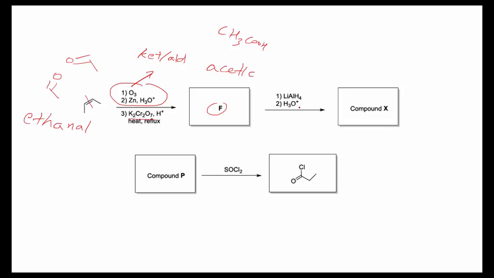Now next step is a very strong reducing agent, lithium aluminum hydride. It is able to reduce the carboxylic acid back to its alcohol. So the 2-carbon alcohol will be known as ethanol, which is X. And then later on you see X appears again on the first page of the question paper.